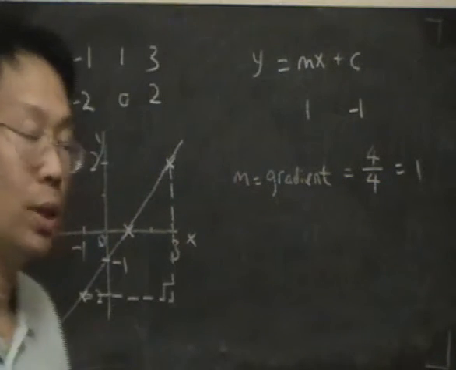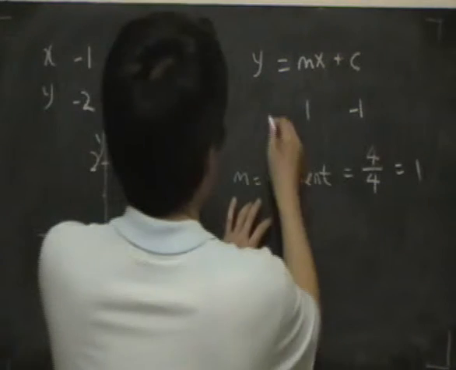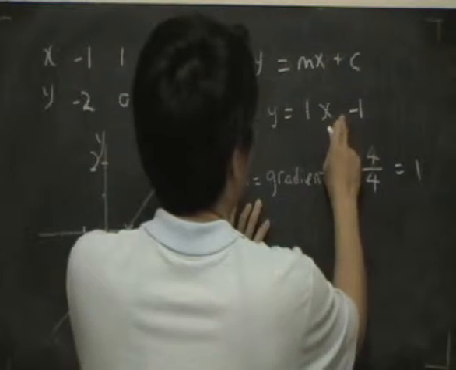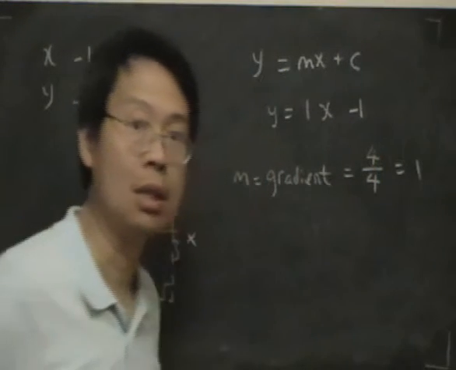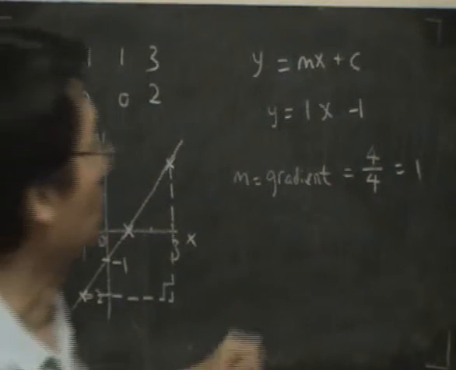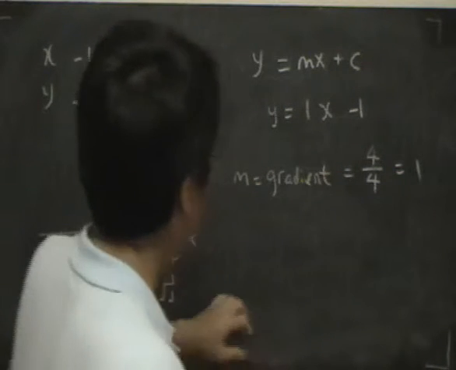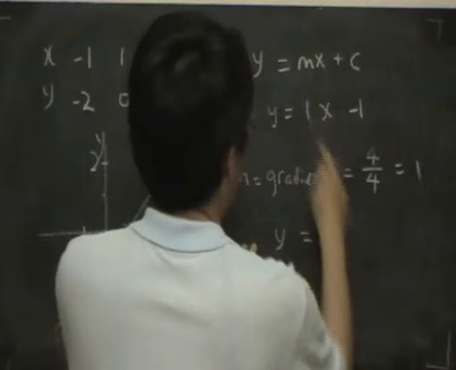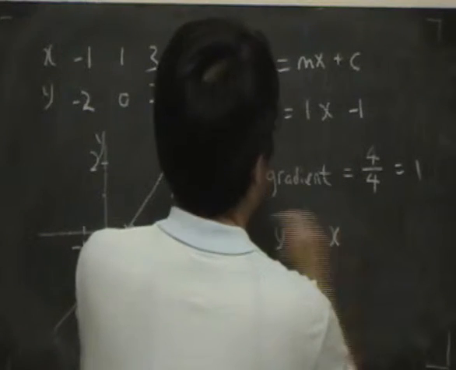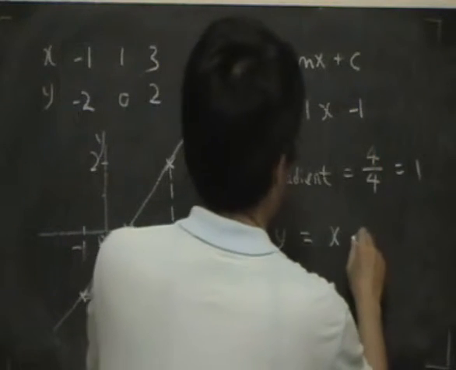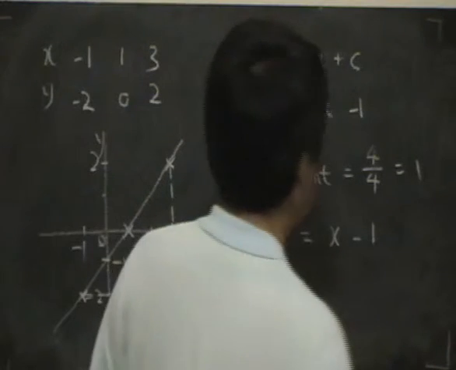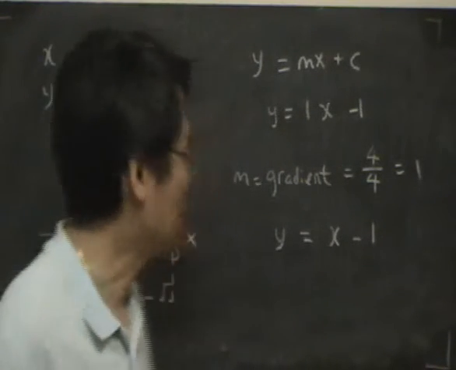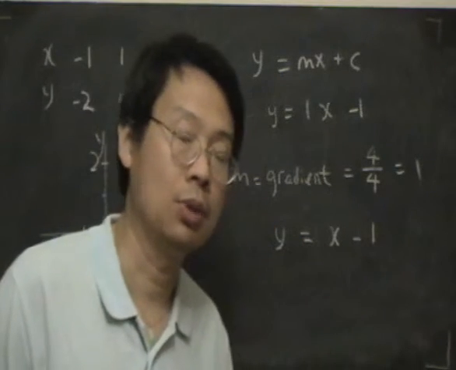So now we can write down the equation. It is y equals 1x plus -1. If I write this out again, 1x is just x, and the -1 gives a minus 1. So y equals x minus 1. So we got the equation.